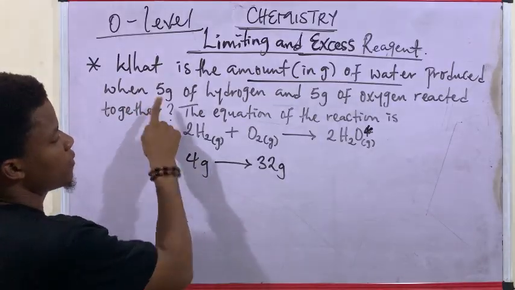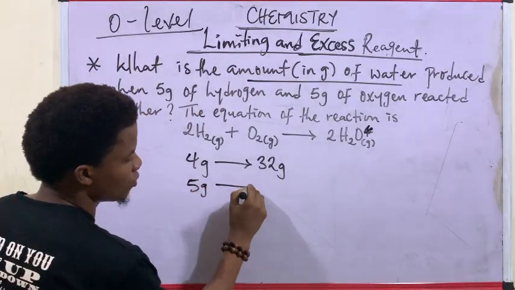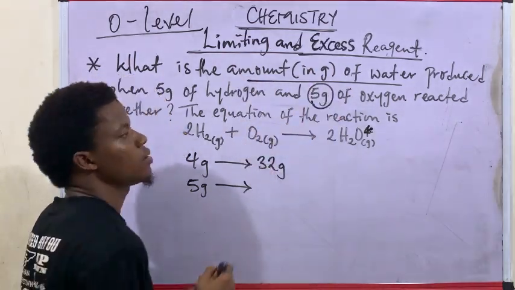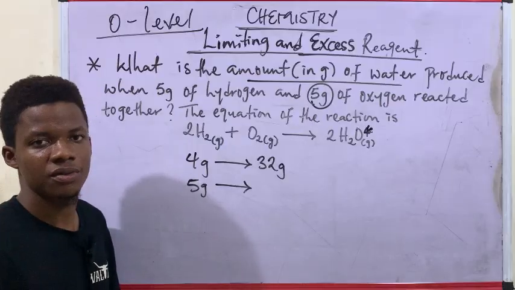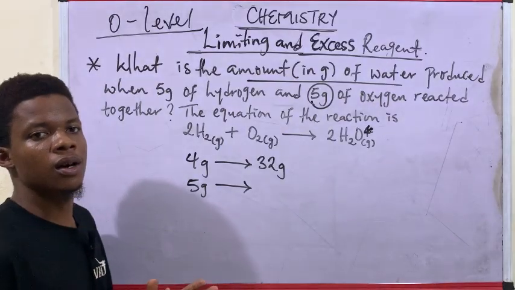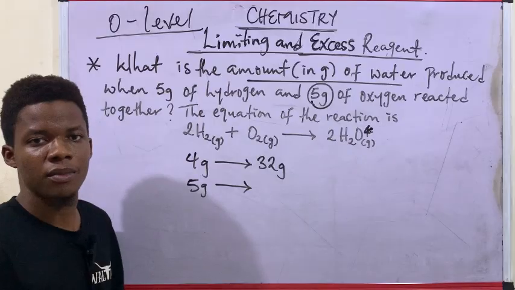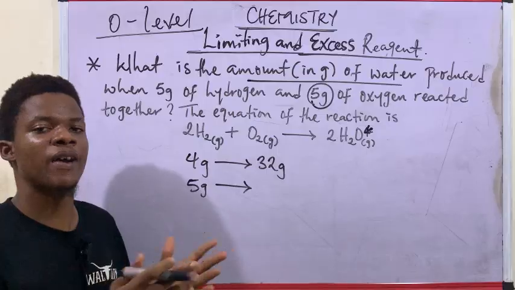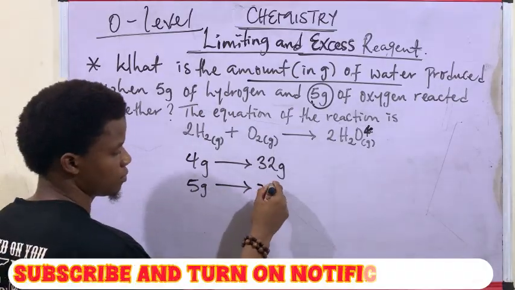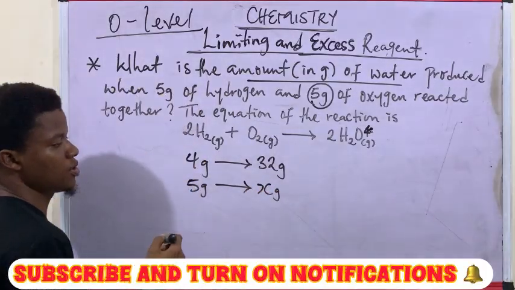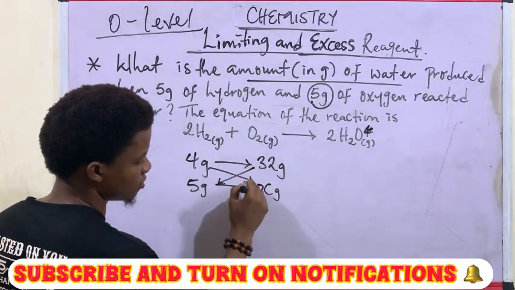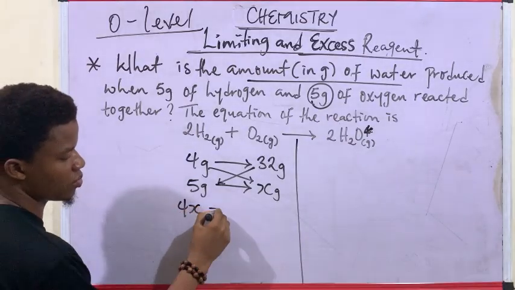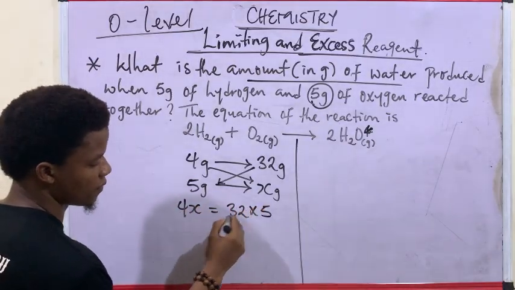Now, from the question, 5 gram of hydrogen we react with. Now let's assume that we do not know the mass of oxygen. So let us find what mass in gram it will take oxygen to react with 5 gram of hydrogen. So let's do this. Now cross multiply. We're going to get 4x is equal to 32 times 5.